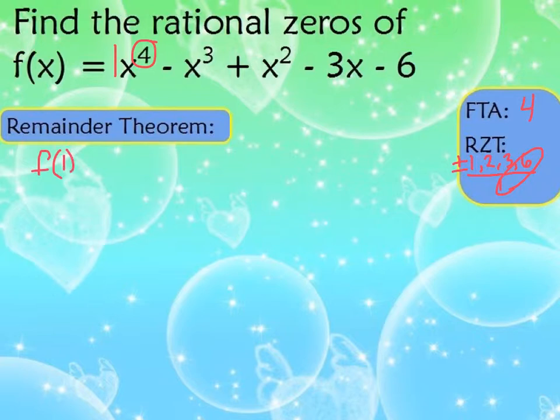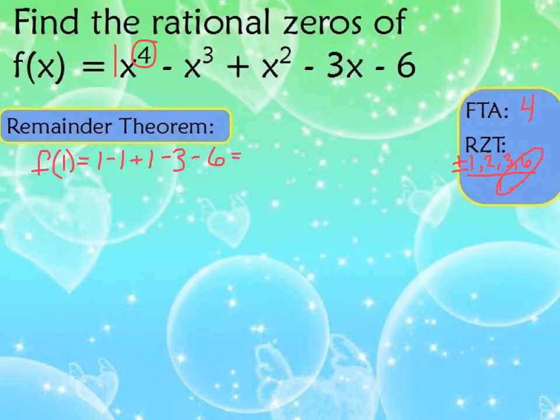I'm going to put in 1. So if I find f of 1, so that means plug 1 into my function, whatever I get back is my remainder. So plug 1 in. 1 to the 4th is 1, minus 1 to the 3rd, plus 1 squared, minus 3 minus 6. All I'm doing is plugging 1 into my polynomial function. And then we're looking at what does that end up equaling.